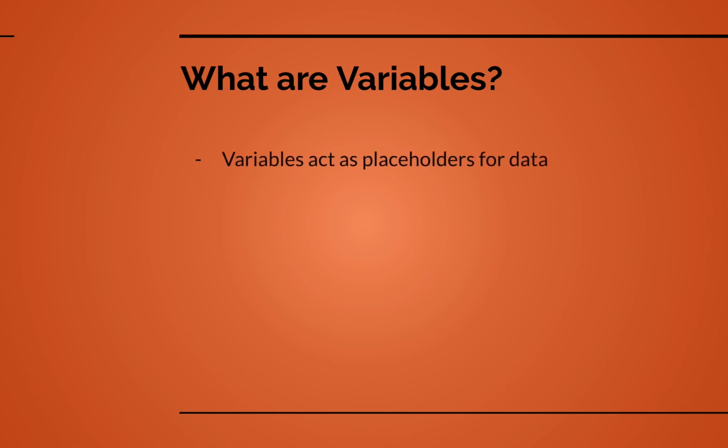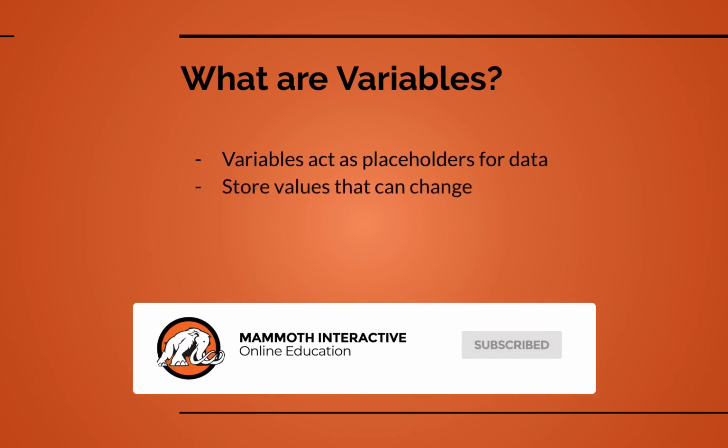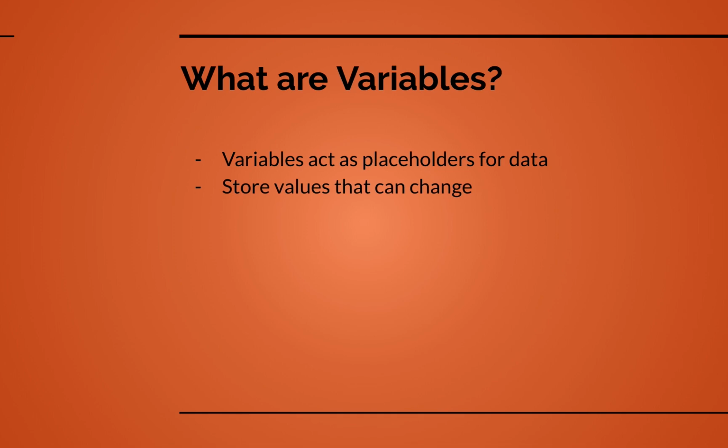For starters, what are variables and what do they do for us in the sense of a program? Well, variables simply act as placeholders for data. So they store values that can change throughout the program's execution. Essentially, we use these to store the state of a program as it runs.